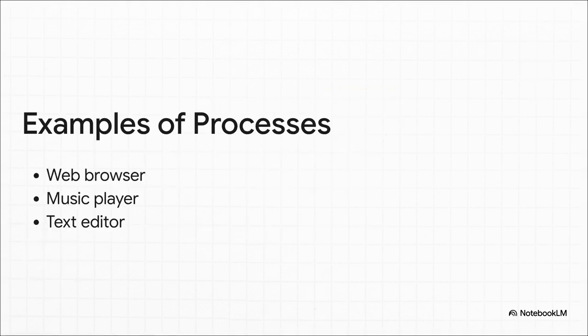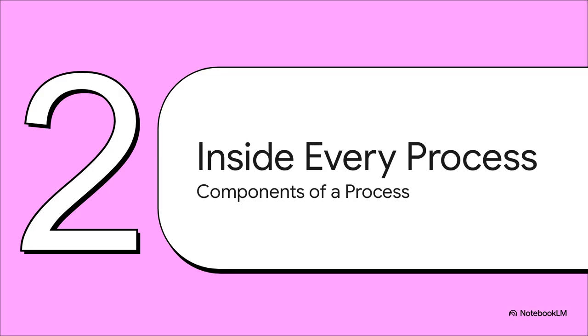And this is happening all over your computer. That web browser you're using, that's one dish the chef is making. Your music player, that's another dish. That notepad you have open, yep, that's a third dish. Every single app you have open is a separate recipe our chef is juggling at the same time. Okay, so what makes up one of these recipes? Let's take a look inside.